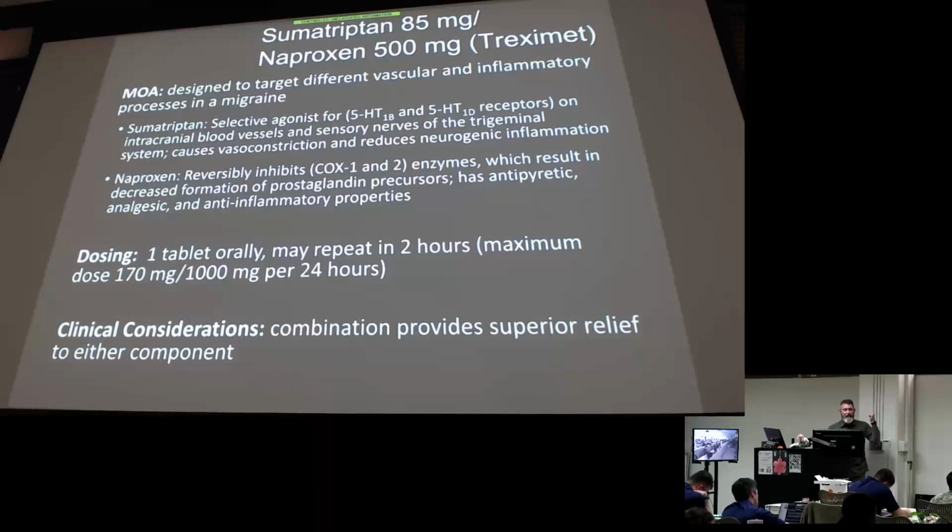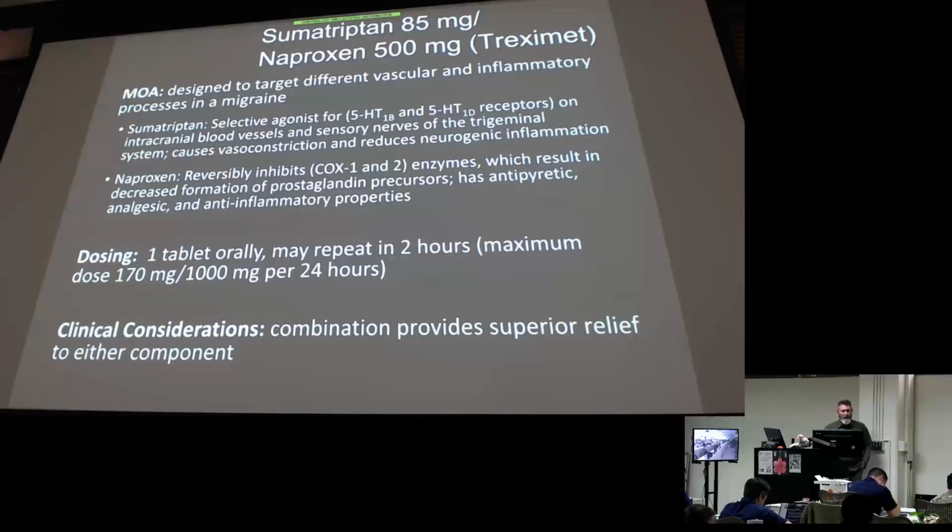If they're on NSAIDs and it's not doing everything we want it to do, we can add a triptan, or vice versa. Well, here's a solution together where you can get the anti-inflammatory effects of the NSAID and the triptan. And in this case, for the Treximet, it's sumatriptan, which we already said can be one of our fast actors. But you can DIY this one, prescribe naproxen and prescribe sumatriptan, right, if you don't have Treximet in your formulary.